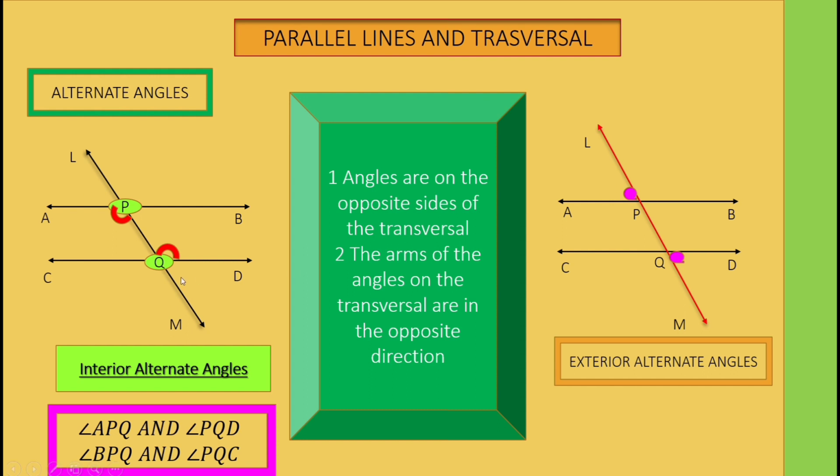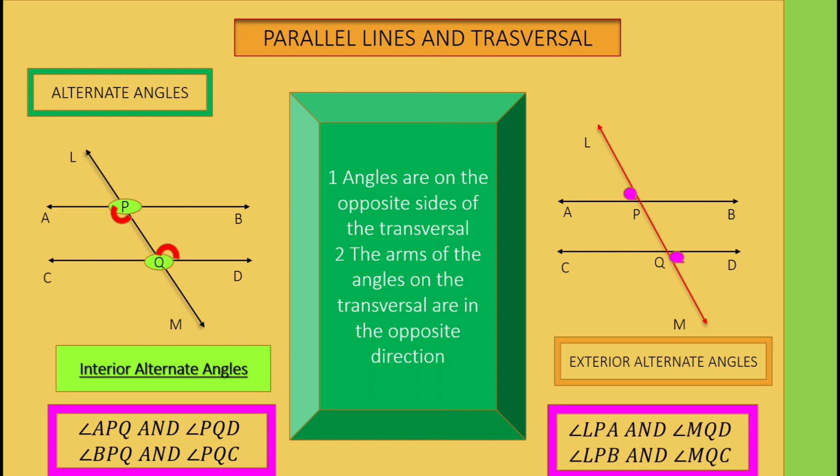That means, just as we saw the interior alternate angles, angle APQ and PQD, which are in the interior portion of the two parallel lines, in the same way two more alternate angles are formed here. But where are these alternate angles? These are present in the exterior portion of these two parallel lines, and so they are called the exterior alternate angles, and they have the same characters as the interior alternate angles.